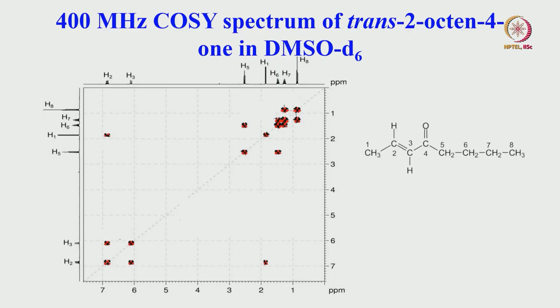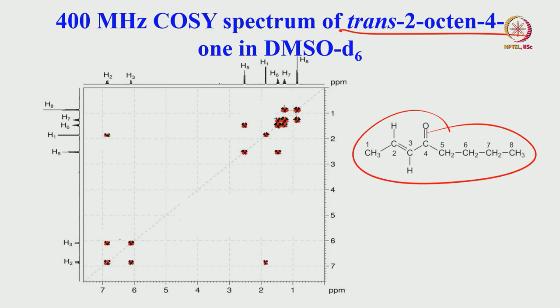We did cis-pentene yesterday in the last class. Now we'll start with another molecule here. This is the molecule, trans-2-octen-4-one in DMSO. This is the NMR spectrum. This is a COSY spectrum. Of course, very easily you can interpret the COSY spectrum.